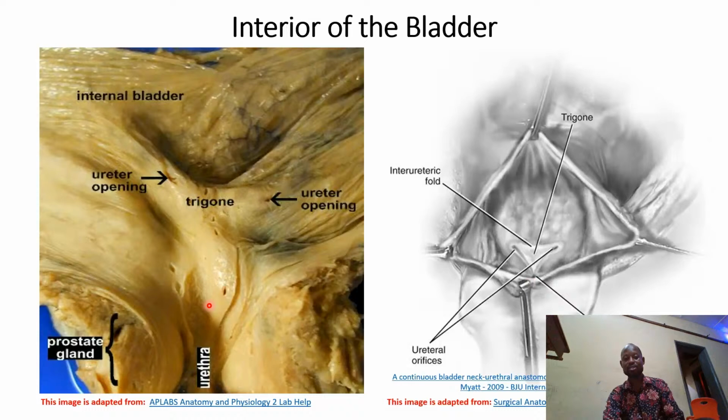So at this point, we have the formation of the internal urethral meatus, or internal urethral orifice. And something very important: the mucosa of the bladder is loosely attached to the bladder, but in the area of the trigone it is firmly attached, and the trigone area is smooth.